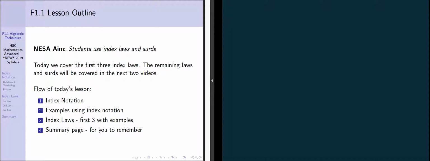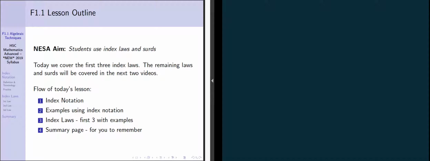So this will start off with the NESA aim. NESA is the New South Wales Educational Standards Authority, and they are the ones who set the curriculum in New South Wales. So having this aim tells you what you need to have achieved to get that section. In this part, it's students use index laws and Surds.